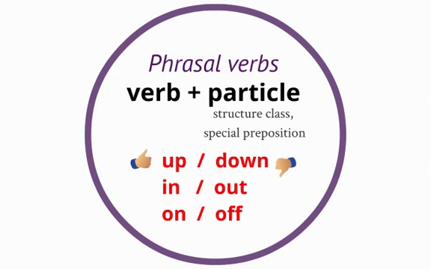These are examples of phrasal verbs. That's a verb plus a particle. That's another one of our structure classes. That's a special type of preposition that you can add to a verb. And remember, one of the defining characteristics of phrasal verbs is you can split up the verb and particle in your sentence. And here's a nice way to think about it. 3 sets of opposites, up, down, in, out, on, off. These are your particles that create phrasal verbs.